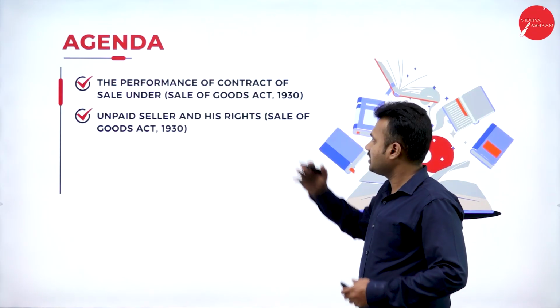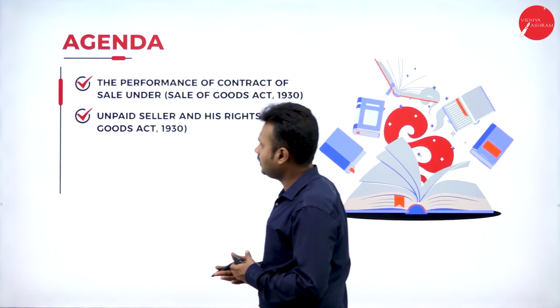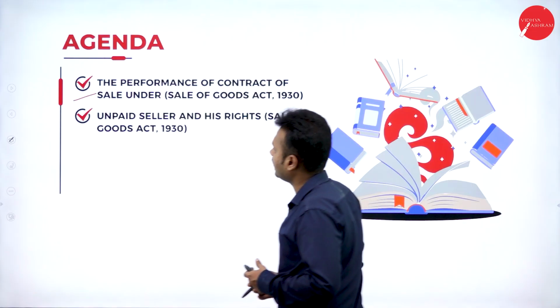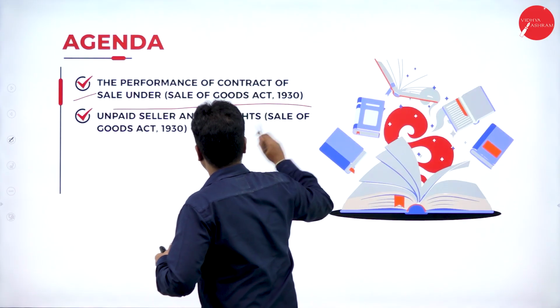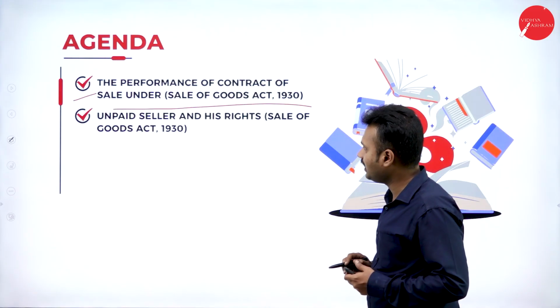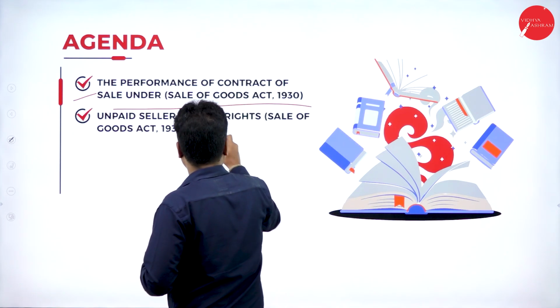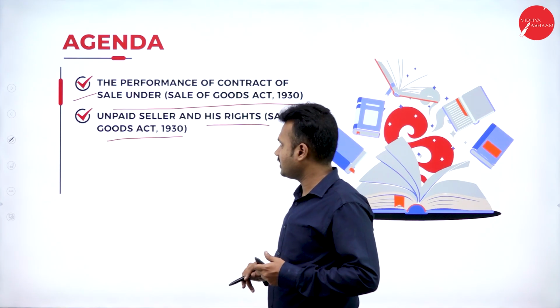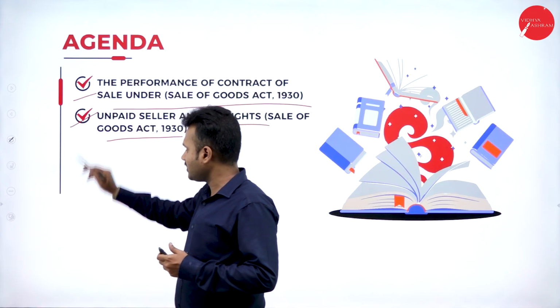Moving forward, this is the agenda of today's session. We need to cover 2 topics in today's session. Number 1, the performance of contract of sale under the Sale of Goods Act 1930, and number 2, the unpaid seller and his rights according to the Sale of Goods Act 1930. These are the 2 topics that we need to cover in today's session.